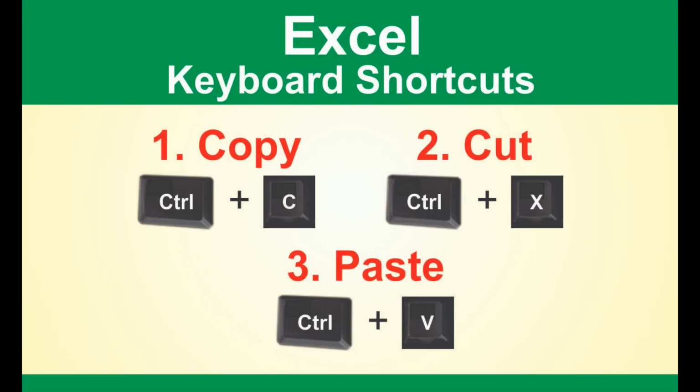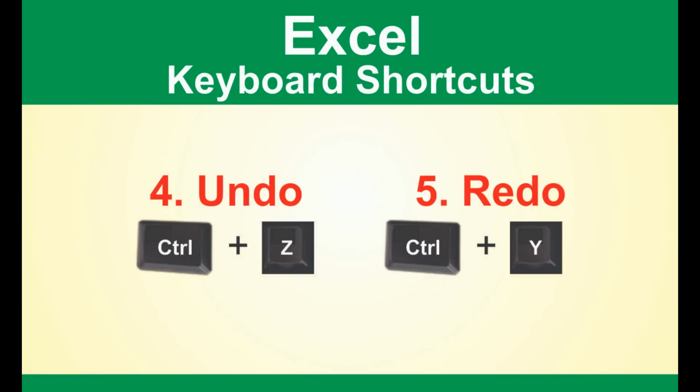Our first shortcut is Ctrl+C, which allows you to copy selected cells effortlessly. Remember, Ctrl+X enables you to cut selected cells, and Ctrl+V pastes your copied or cut cells right where you need them. Don't worry if you make a mistake. Just hit Ctrl+Z to undo your last action, and if you need to redo it, Ctrl+Y has got your back.